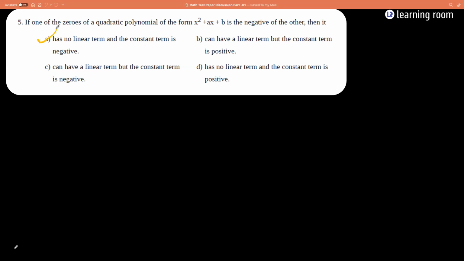So how did you get that? Sir, if one zero is the negative of the other, the sum will definitely be 0, which implies it has no linear term. The zeros are alpha and minus alpha, so alpha plus minus alpha is 0, correct? And their product will also be a negative number, which is the constant term. So the constant term will be negative, sir. Alpha square is equal to b. Correct.